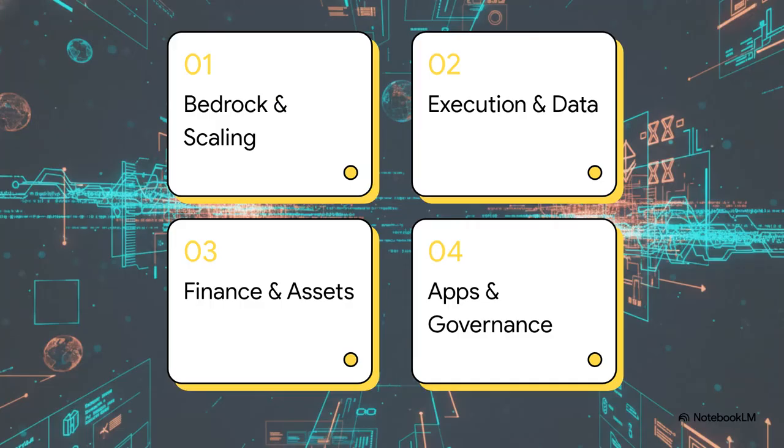So here's the plan for our architectural tour. First up, we're starting at the bottom, the foundation, looking at bedrock and scaling. Then we'll head up to the core machinery, the execution and data layers. After that, we'll explore the value exchange level with all the finance and assets. And we'll finish up at the top with the human layer, applications and governance. Sound good? Let's get started.